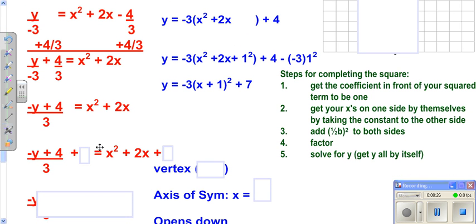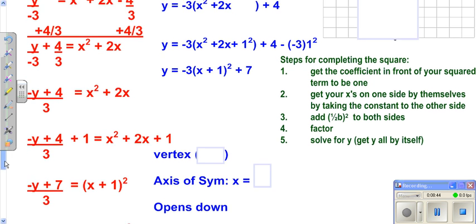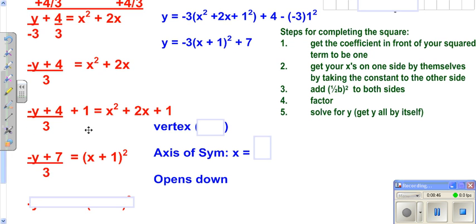Now, let's go ahead and look at this. So you need to now go ahead and add half of b squared. Well, b is this, half of that's 1, so you've got to add a 1 to each side. So the right side's going to factor. The left side, you can go ahead and combine your like terms. Remember, this is 3 over 3 when you add it to your fraction.